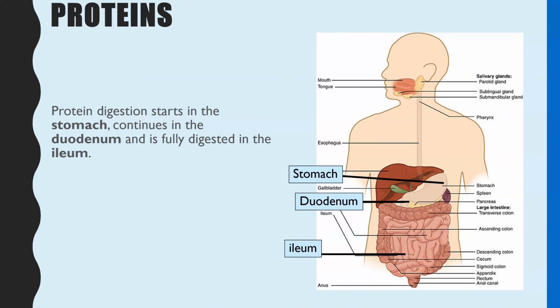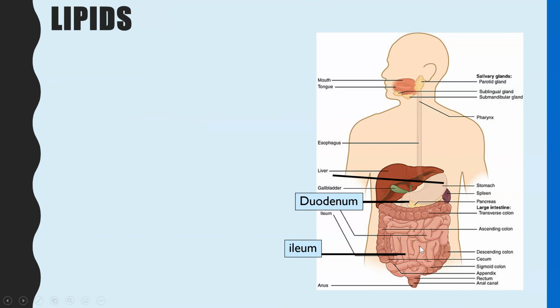Just to point out where this is occurring then, so the protein digestion starts in the stomach, which is just here. Then all of that churned up and partially digested protein material moves down into the duodenum and into the ileum. And that's where the remaining digestion of proteins occurs.